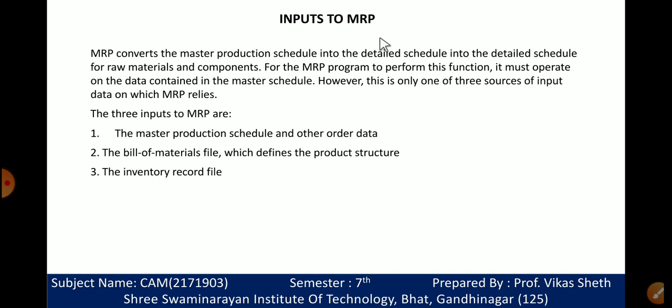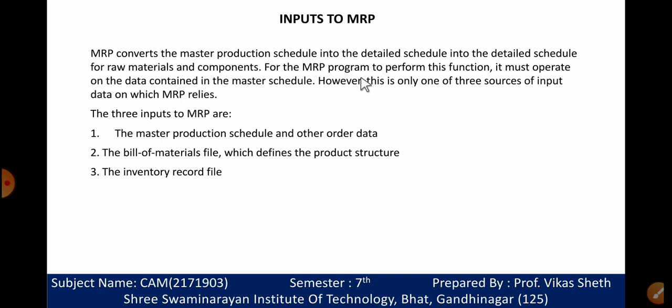Inputs to MRP. So what are the inputs of the MRP? There are three inputs of the MRP. First one is the master production schedule and other order data. Second one is the bill of material, which defines the product structure, and the last one is the inventory record file. So MRP converts the master production schedule into a detailed schedule for raw materials and components.